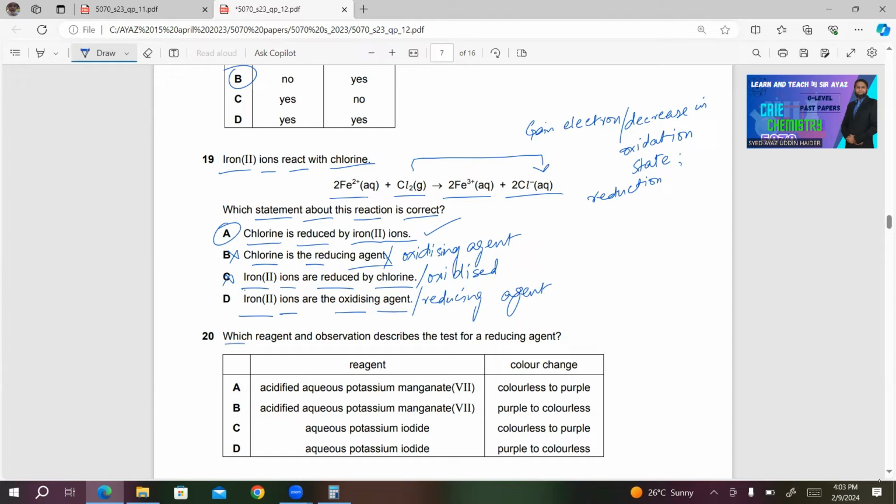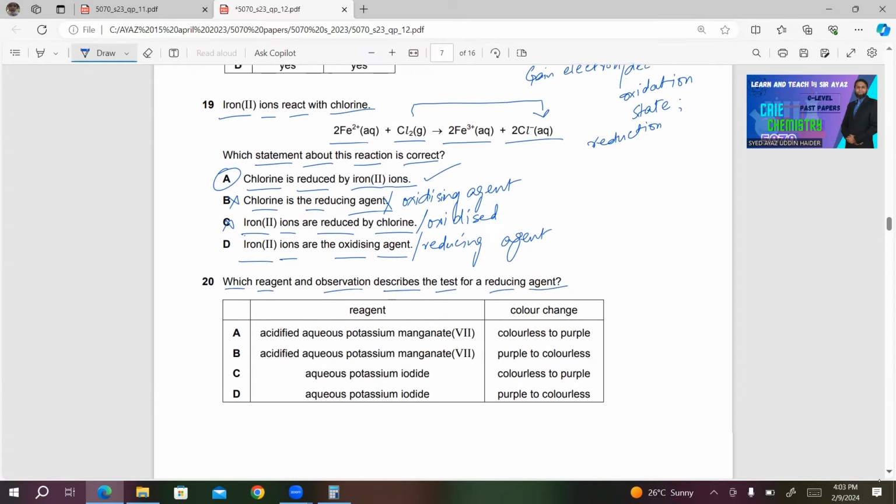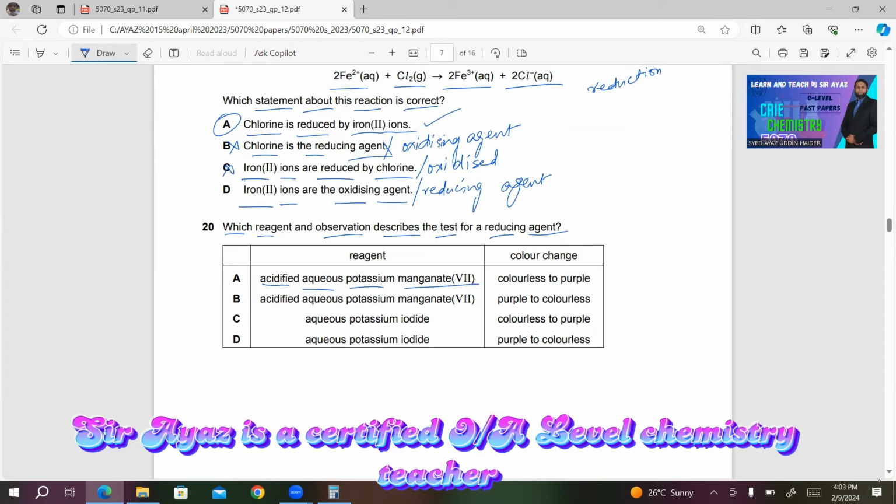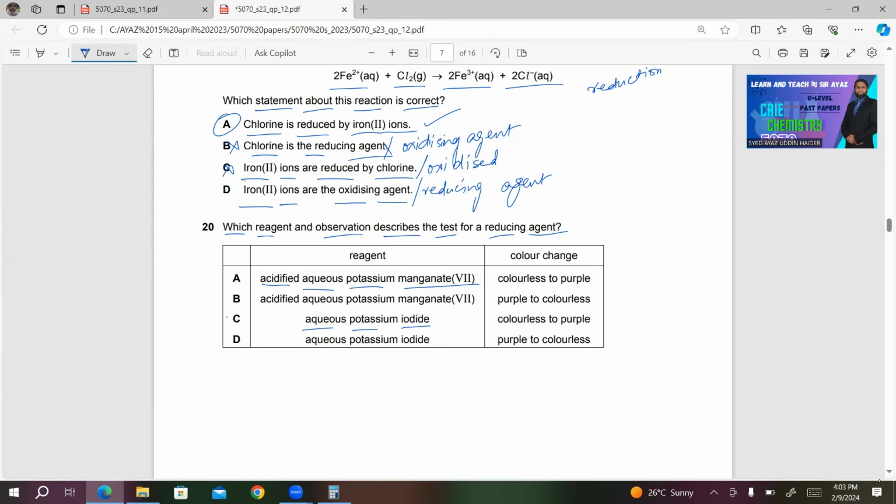Number 20, which reagent and observation describes the test for a reducing agent? Now, if you want to test a reducing agent, you must have an oxidizing agent. So we have only acidified aqueous potassium manganate(VII) acting as an oxidizing agent, not aqueous potassium iodide. So we can narrow down the choices.